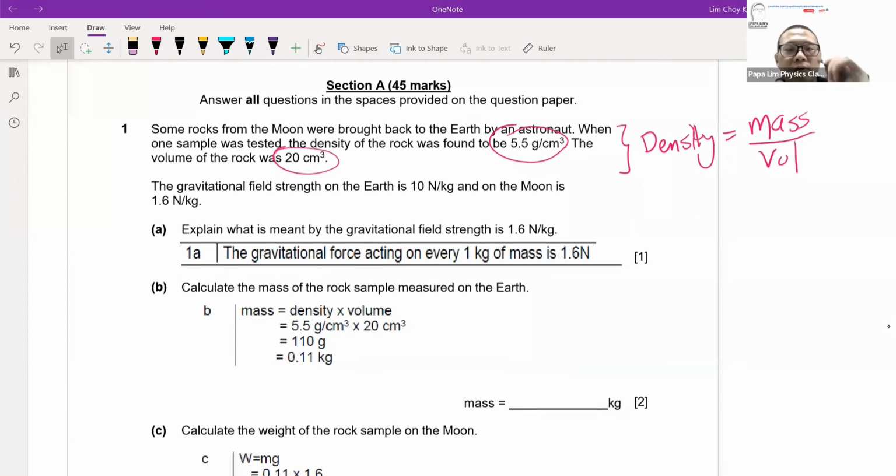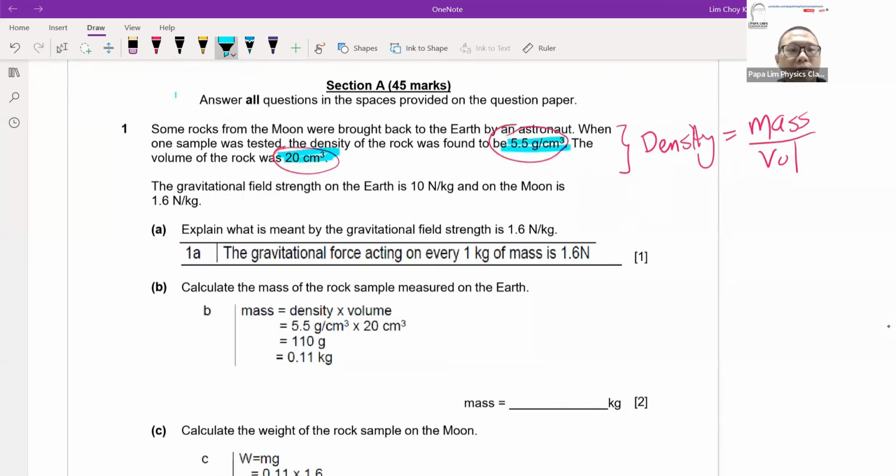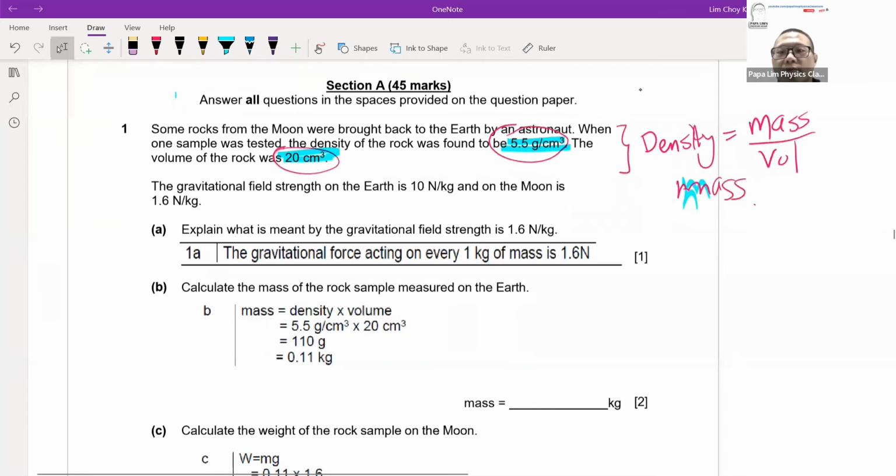With these two numbers, I can calculate the mass of the rock here. Give me a minute. Then after that, we can proceed to look at what the questions want us to calculate or answer.